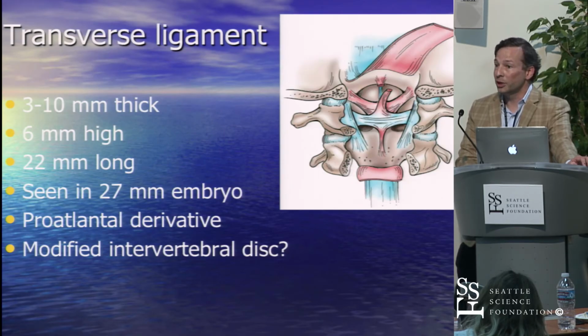The transverse ligament is thought to be basically a modified intervertebral disc. It's a proatlantal derivative, as are the alar ligaments.